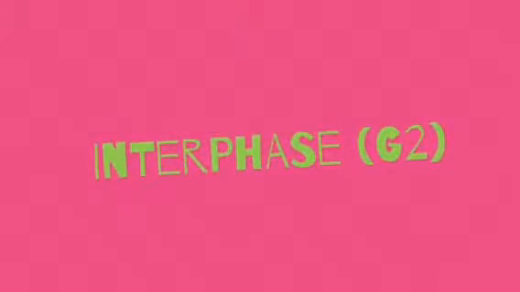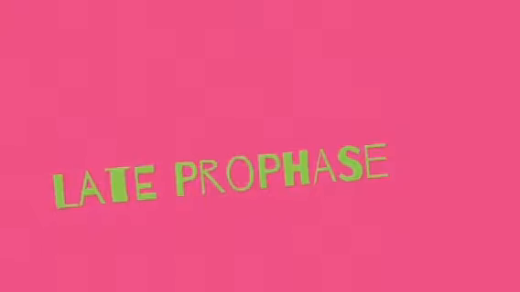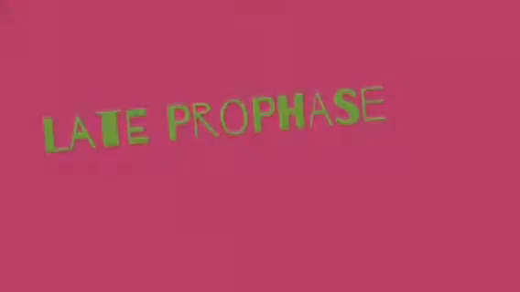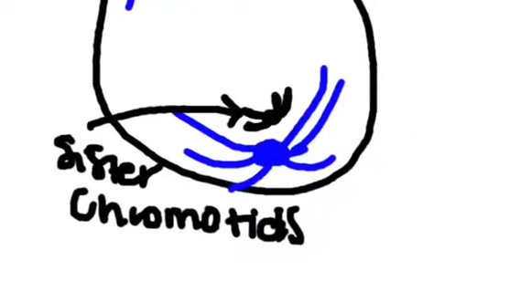In interphase, or G2, the cell grows. In the S phase, or early prophase, new DNA is synthesized when chromosomes are replicated. In late prophase, the centrioles go to the opposite poles and chromatids form.